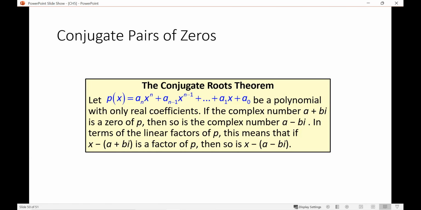The conjugate roots theorem. If we have a polynomial with real coefficients and a complex number is a zero of our polynomial, then so is its conjugate. Basically, all of our complex zeros are going to come in pairs. If a plus bi is a zero, then a minus bi is also going to be a zero, right? So anytime you have one complex number, its conjugate is also going to be another zero.